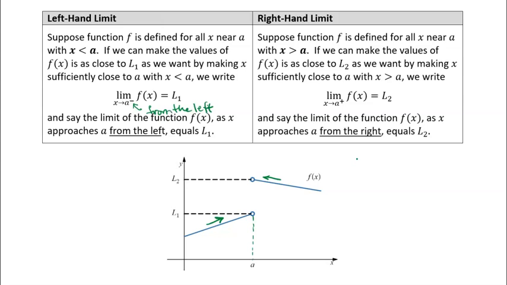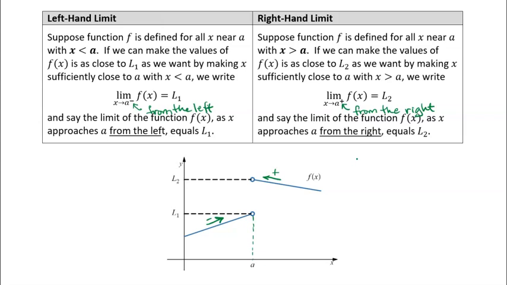From the left. Okay, so we're approaching from the left. So we're approaching from the negative side of the x-axis. Okay, that's why there's a superscript negative, right? Now, over here, we use a little plus to say that we're approaching a from the right. So we're approaching from the positive side of the axis, right? This is approaching from the positive side of the axis. This is approaching from the negative side of the axis. All right. So those are left and right hand limits.